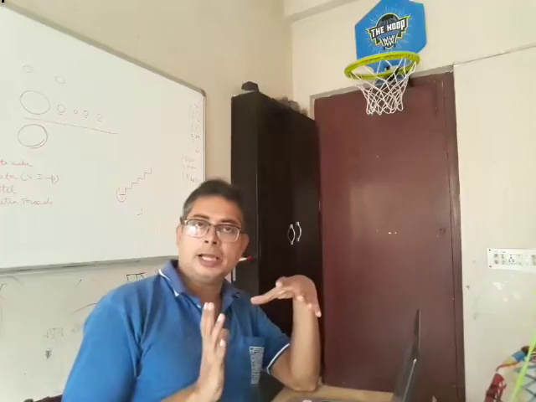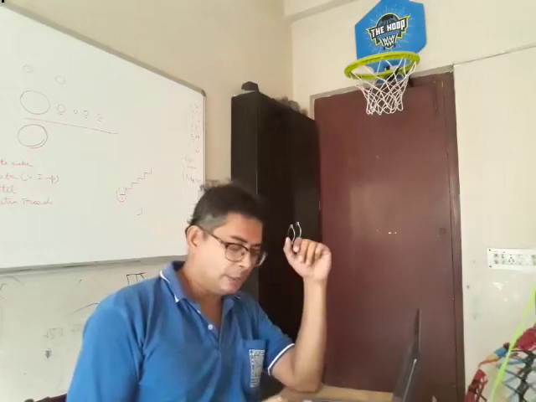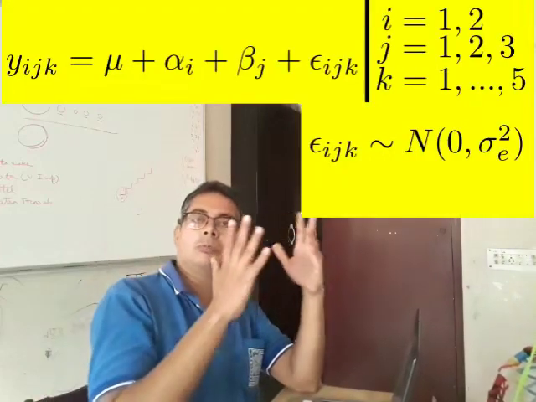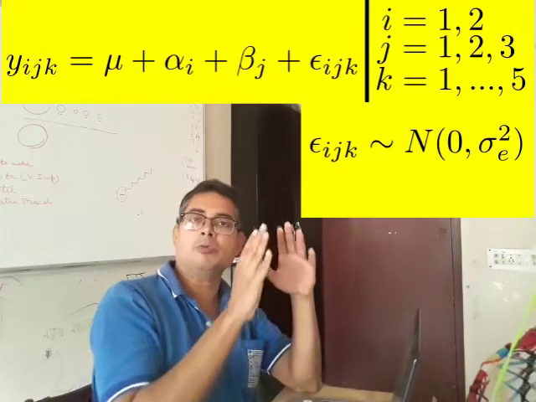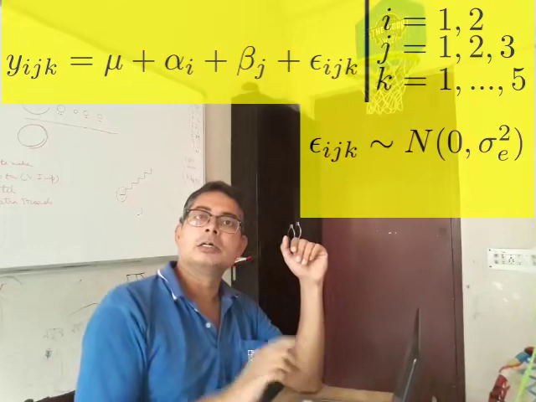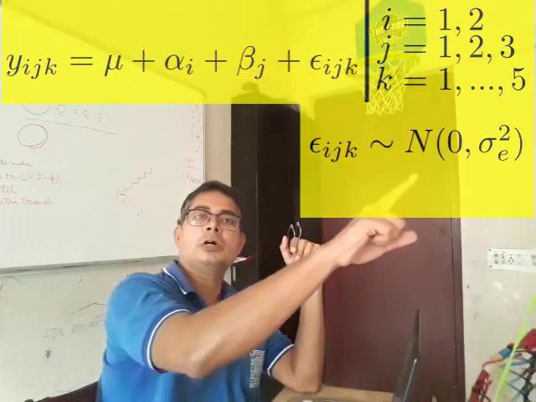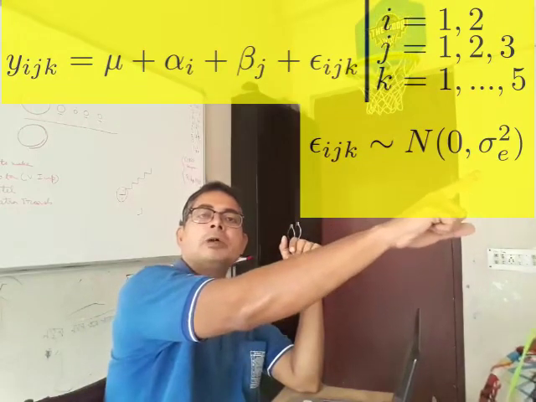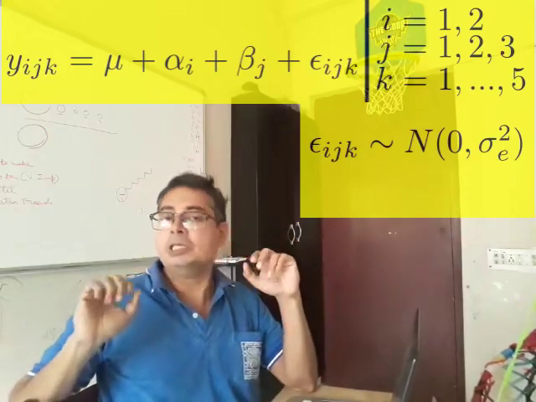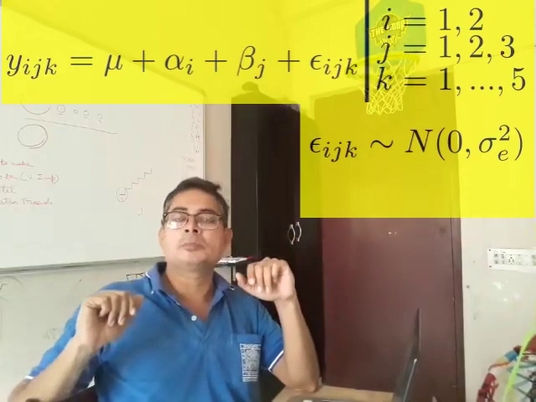Now the model that we have seen so far is like this. So you have y_ijk equals mu plus alpha_i plus beta_j, etc., where the epsilon_ij's are IID normal 0, but I have written sigma square e. The reason for this extra subscript e will be clear in a moment.